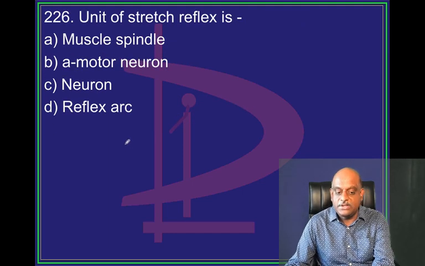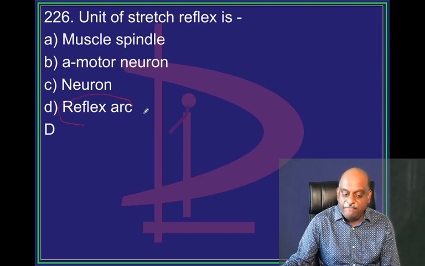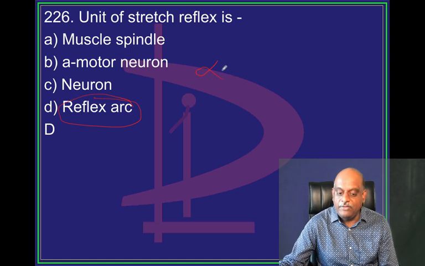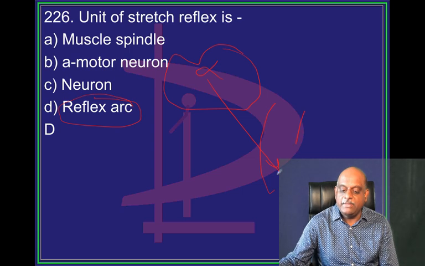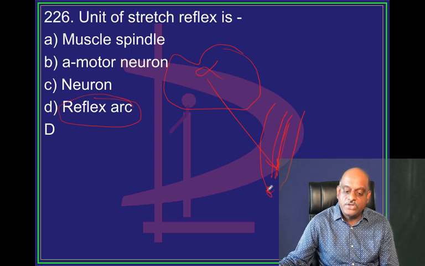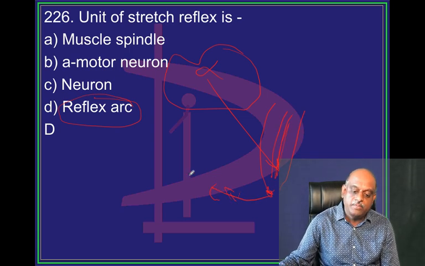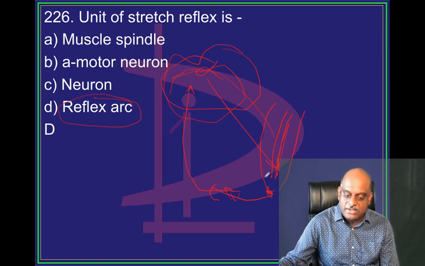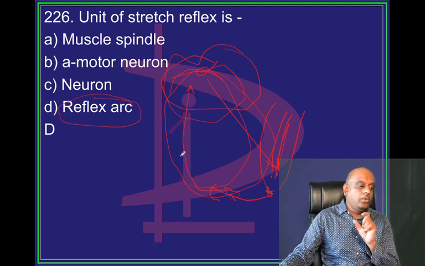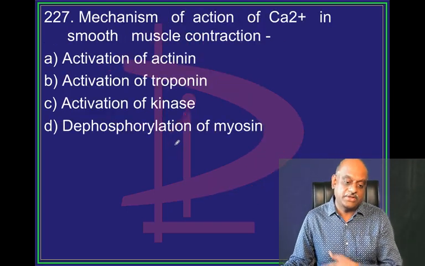Stretch reflex, reflex arc. You have an alpha motor neuron in the spinal cord that will go and supply the muscle, and the stretch of the muscle through the Golgi tendon organ is being informed back to the spinal cord. This reflex arc is the unit of the stretch reflex.